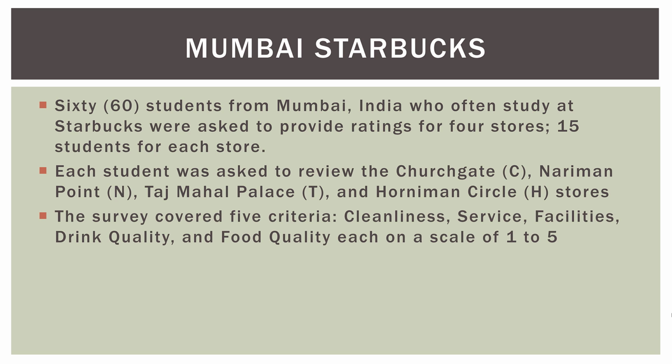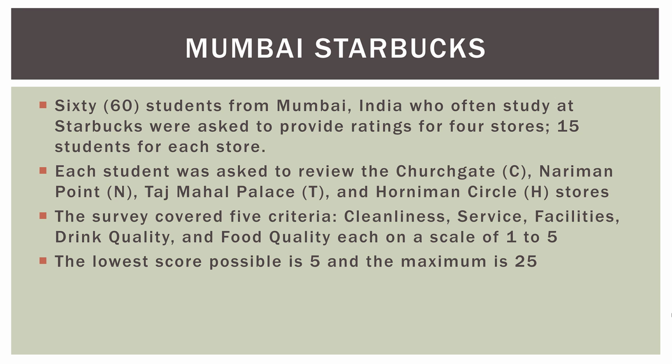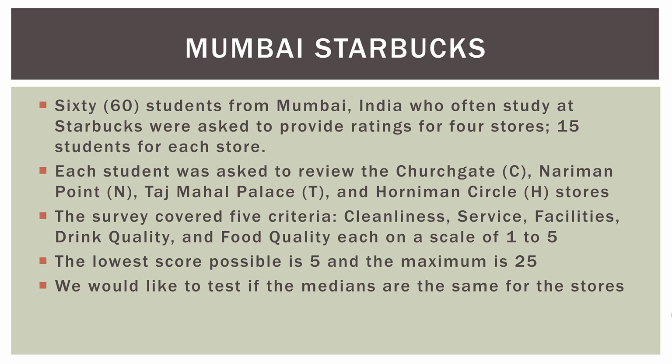The survey covered 5 criteria: cleanliness, service, facilities, drink quality, and food quality, each on a scale of 1 to 5. So the lowest possible score is a 5, if they got a 1 on each of those 5 categories, and a maximum of 25 if they got a 5 on each of those 5 categories. So we would like to test if the medians are the same for the 4 stores. So what we will do is compare the first 2 stores, then we'll look at the first 3 stores, and then we will look at all 4 stores. And the last example of all 4 stores is the one we will go into Excel and actually calculate.